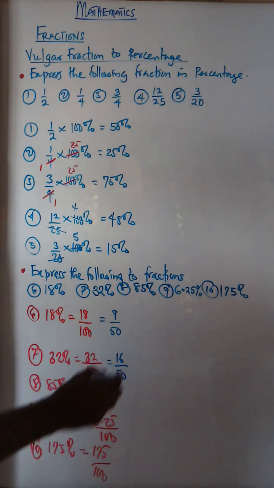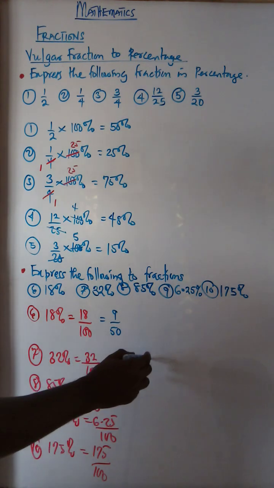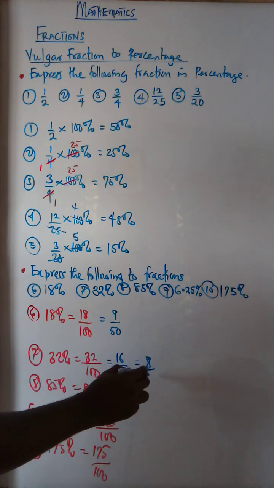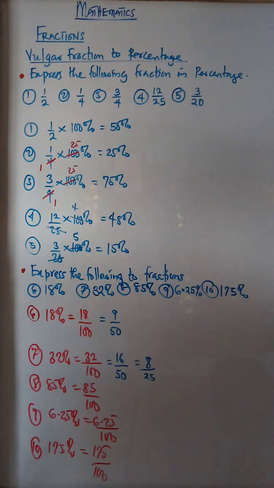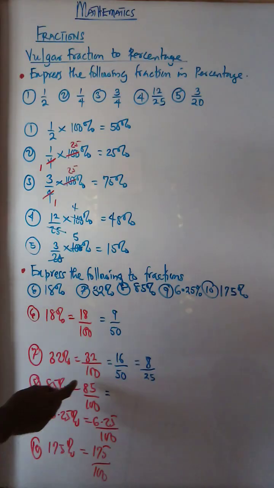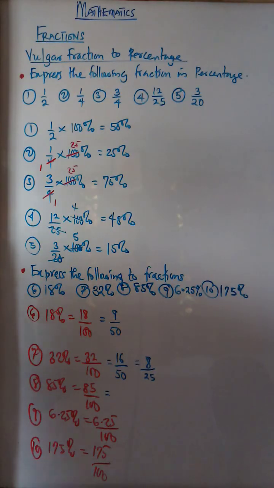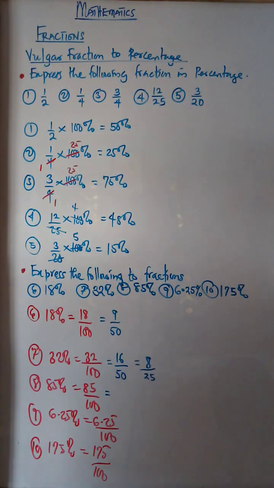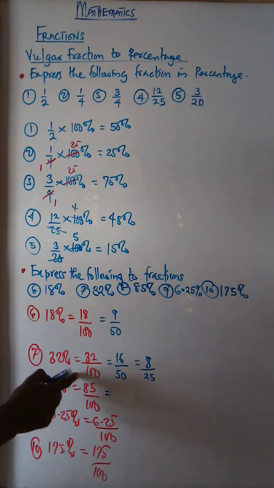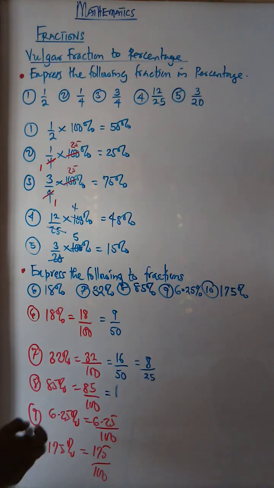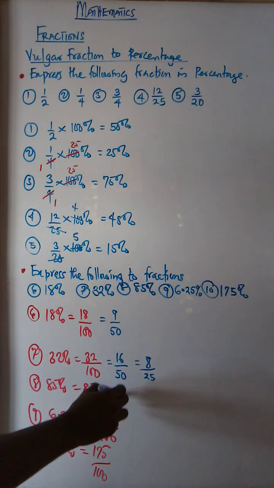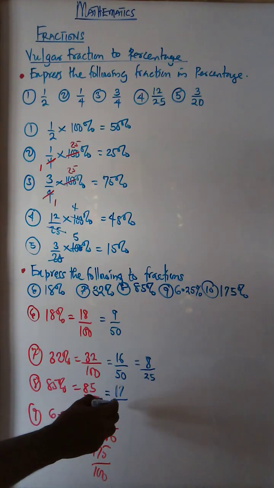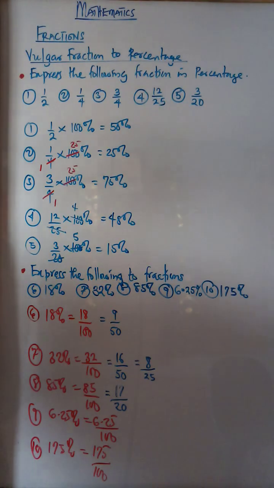But we can still go on. 2 into 16 is 8. 2 into 50 is 25. And I think that is it. Full stop. For 85 over 100, 2 cannot go. Even 3 cannot go, because 8 plus 5 is not a multiple of 3. So 5 can go. 5 into 85 is 17, and 5 into 100 is 20, so 17 over 20.